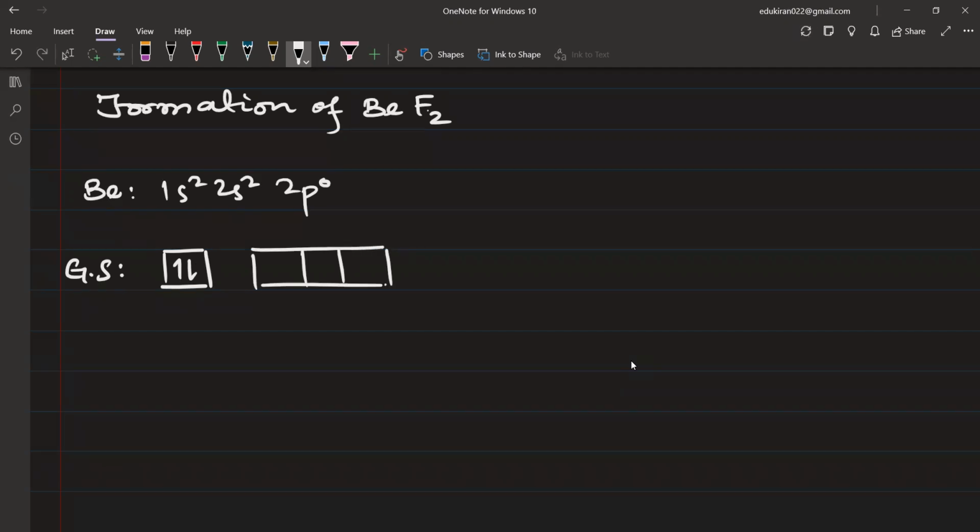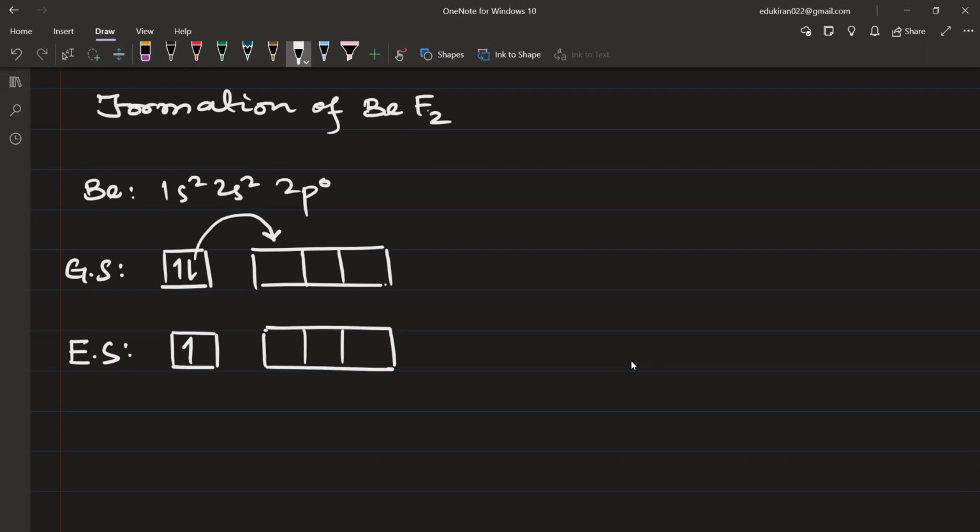Now, it needs to make bonds in order to form BeF2. So what happens? The first thing that happens is promotion of an electron. We excite this atom a bit, and this electron goes here. Now we have these things. This is the ground state. This is the excited state. In the excited state, we have the s orbital, so do not write anything in p here. In the excited state, the 2s is having 1 electron, and p is having 1 electron.